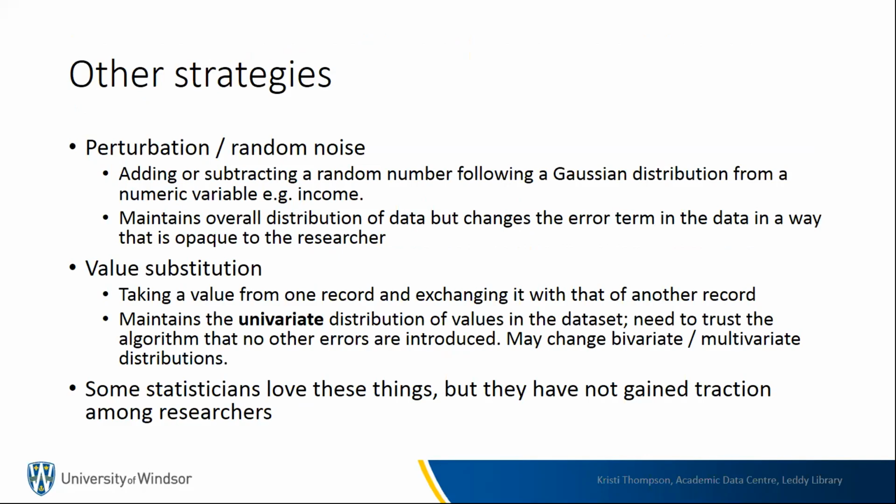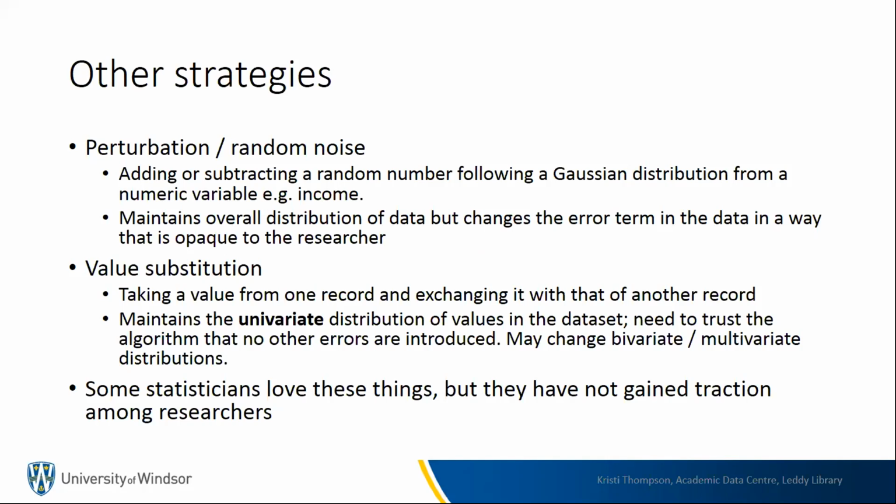If you look at the literature, there are a lot of other strategies that have been recommended. Adding random noise is one. You can add or subtract a random number following a Gaussian distribution from a numeric variable, for example, income, so that you end up with an income distribution that is like the original one, but doesn't actually match the original people. This maintains the overall distribution of the data, but changes the error term in the data in a way that is opaque to the researcher who may later want to use this data set.